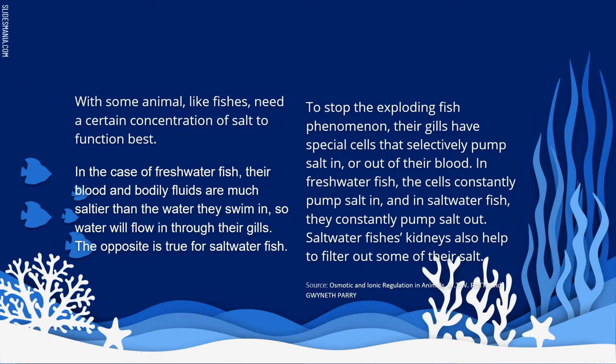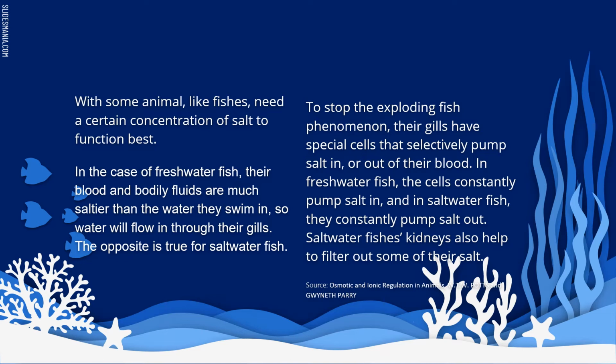Some animals like fishes need a certain concentration of salt to function best. They can just allow the water to diffuse through their gills. The saltwater fish would lose water and the freshwater fish would gain it. In the case of freshwater fish, their blood and body fluids are much saltier than the water they swim in, so water will flow in through the gills. The opposite is true for saltwater fish.